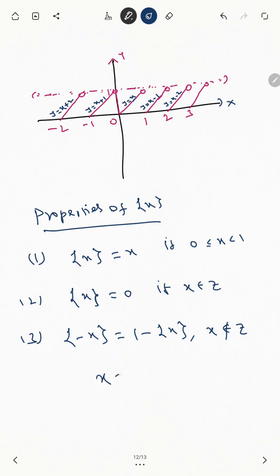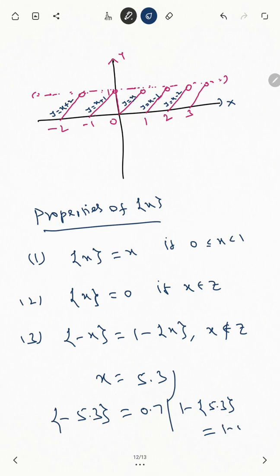So you get an example. Some x is equal to, say, 5.3. So minus 5.3. LHS: fractional part of minus 5.3 is 0.7. Okay. What is the right side? 1 minus fractional part of x. 1 minus, fractional part of 5.3 is 0.3. So you are getting 0.7 itself. So LHS is equal to RHS.